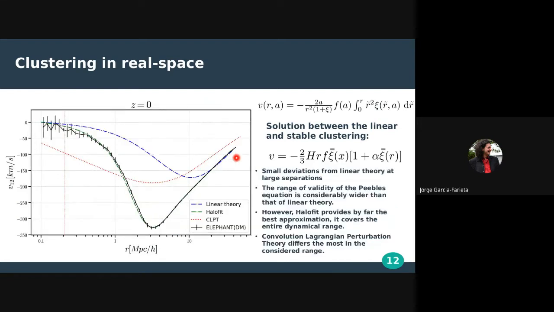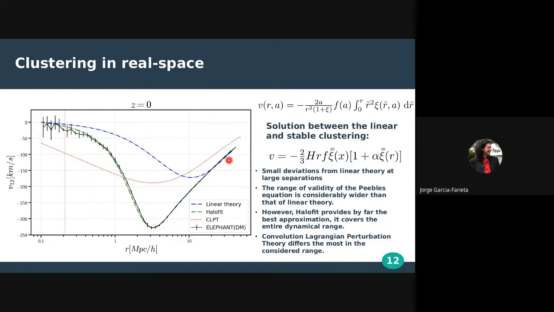Then, since we are interested in the behavior at the smaller scales, we also use alpha as an input in the pair conservation equation that we have here, and we can see that the result is much better. It is represented here by the green line.